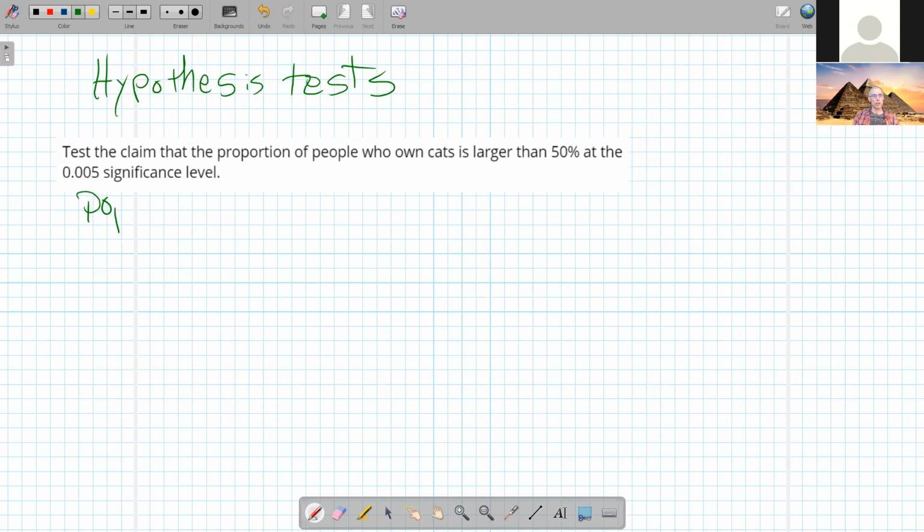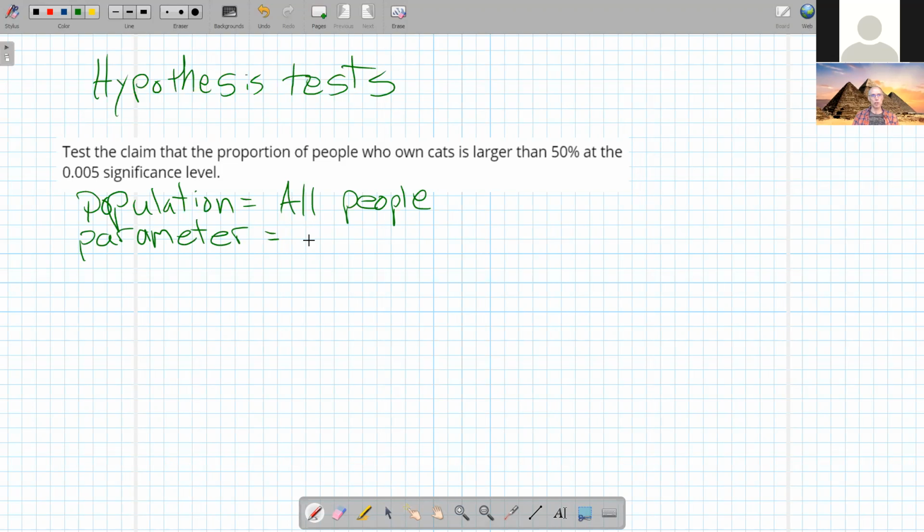Just for fun, identifying the population was a little tricky on last week's application. So the population here is all people, and we are trying to find a parameter of that population. A parameter is some measurable characteristic, and that parameter is the proportion of people who own cats.